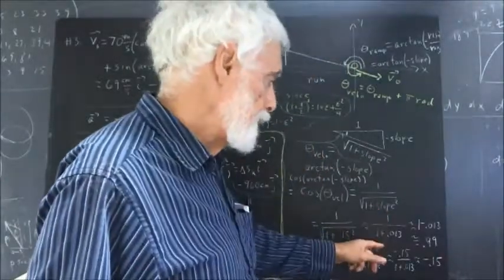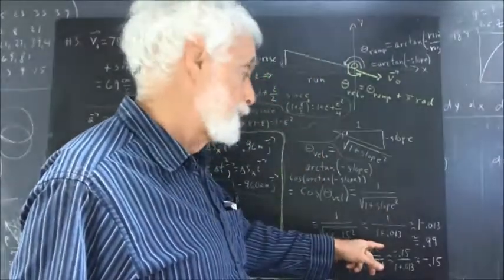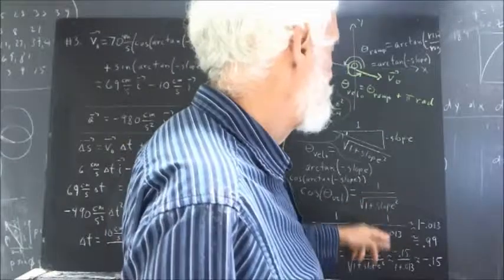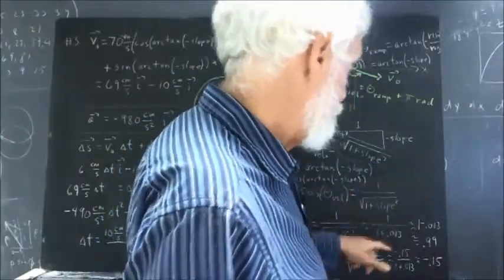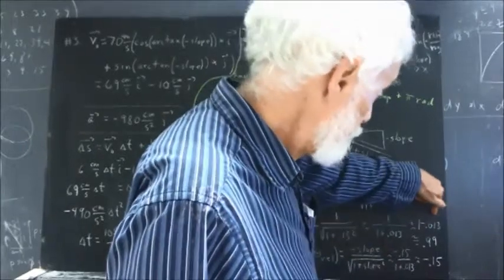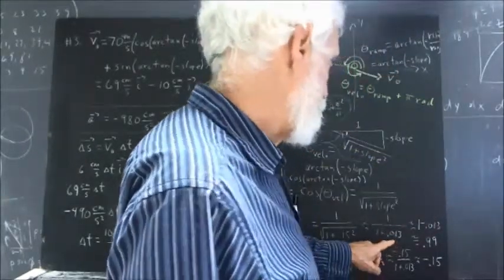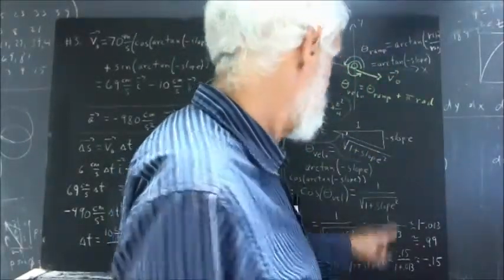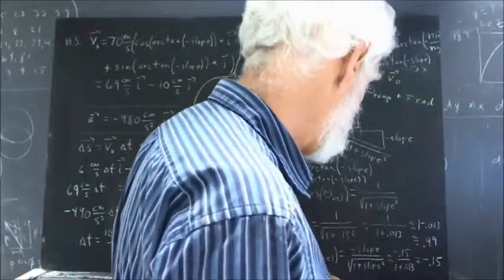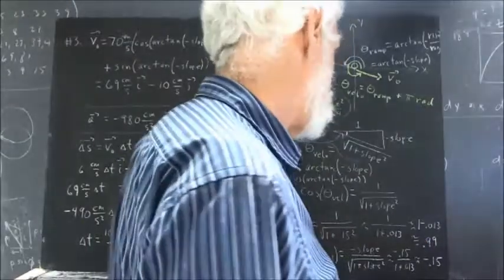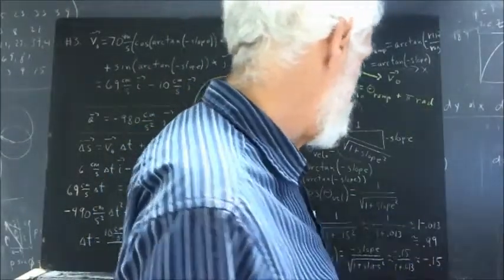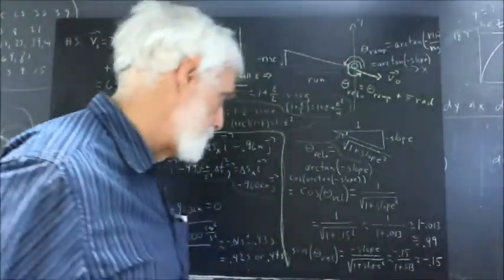The reciprocal of a number a little greater than 1 is a number a little less than 1, and it is less than 1 by about the same amount that this number is greater than 1. We'll talk about that in a second. In any case, we get a good approximation of 0.99, and 0.987 would be an even better approximation.